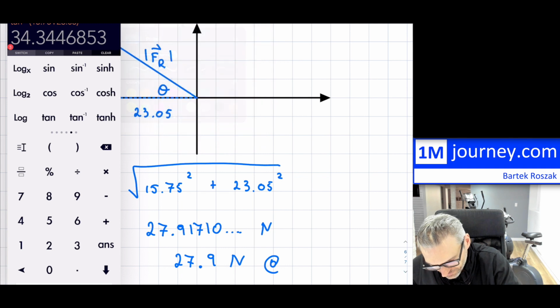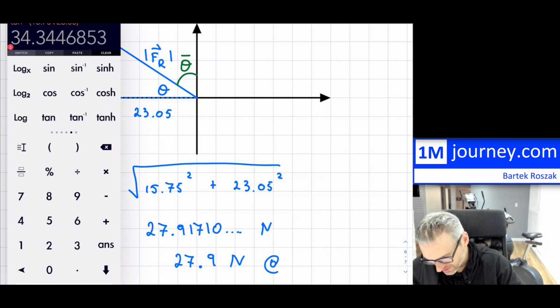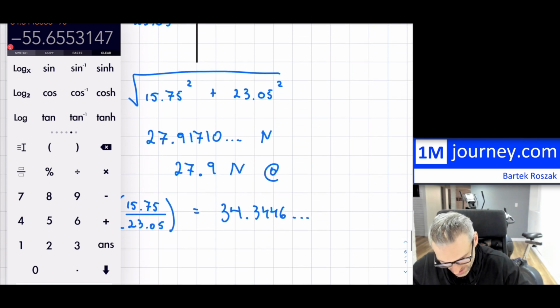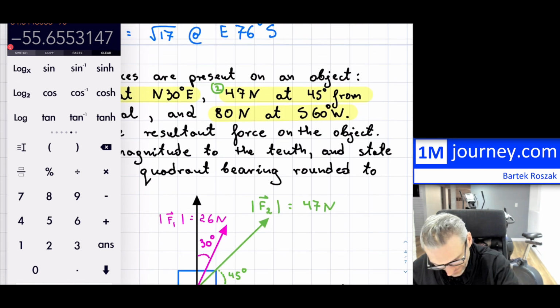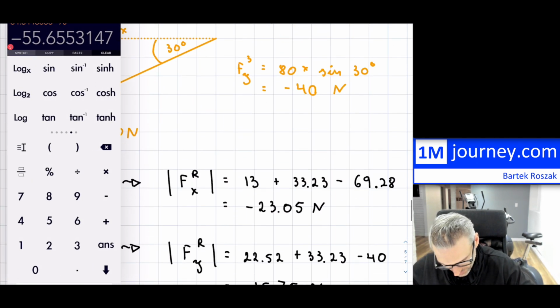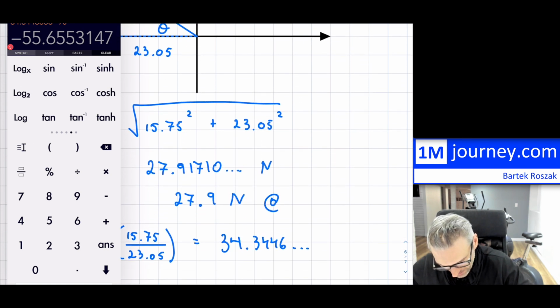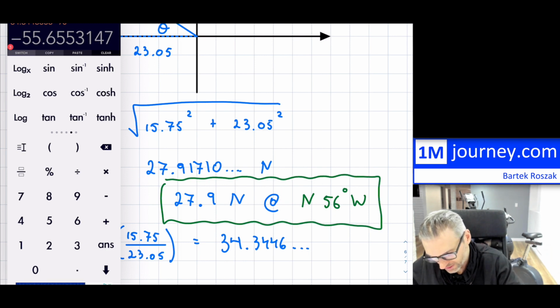If you wanted to find out this angle right here, let's call it theta bar, well, you can do that because it's just 90 minus this. So it will be 55.6. Let's see how they wanted the actual bearing. State direction, quadrant bearing, rounded to the one. That's going to be 56 degrees. So I'm going to do it with respect to the north. Starting at north, this is 56 degrees, and we're going west. And there is my full resultant vector.